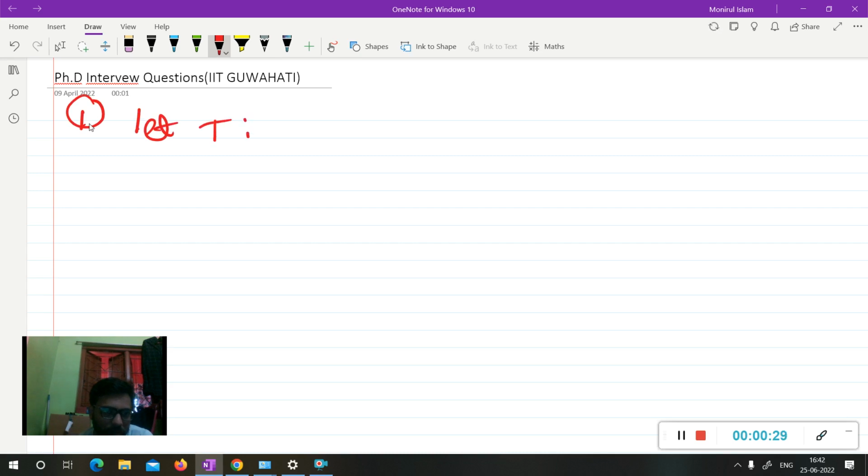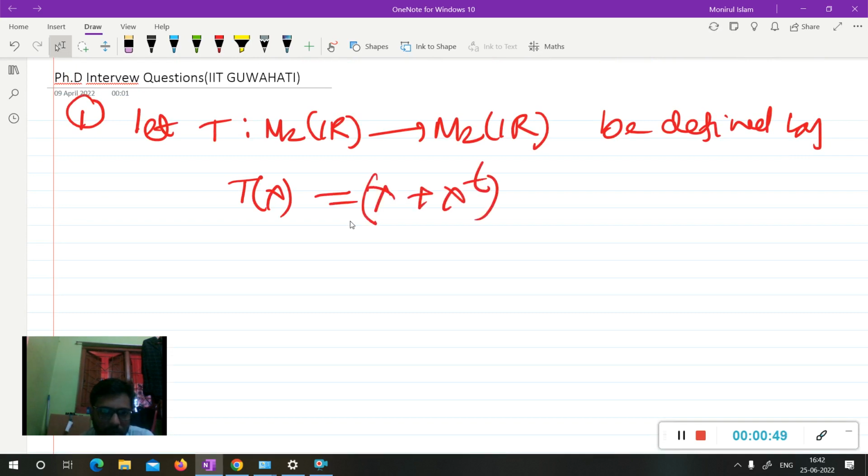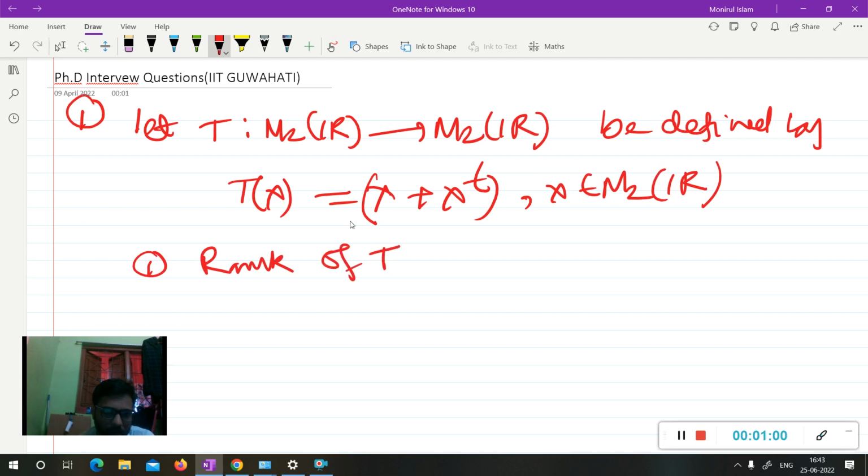Let T from M2(R) to M2(R) be defined by T(x) equals x plus x transpose, and x belongs to M2(R). Then what is its rank? What is rank of T?